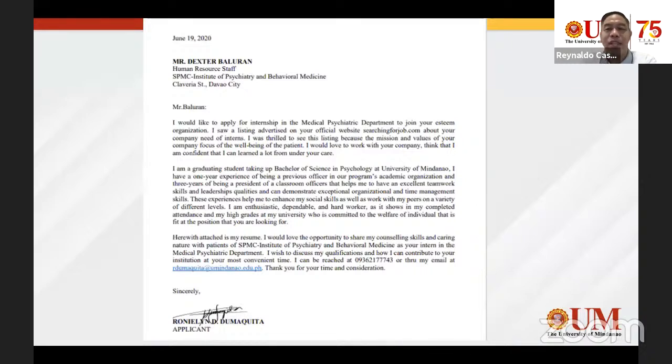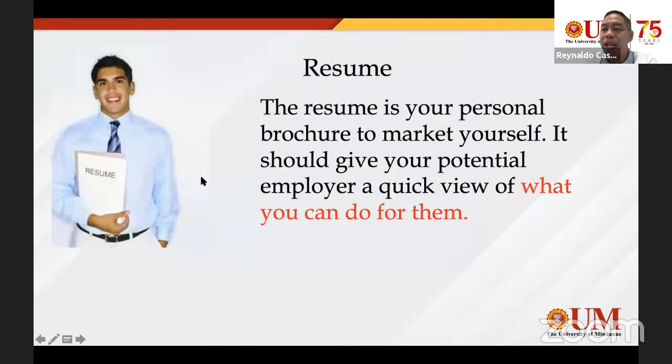All right. So I hope that you follow the example and then the instruction of how you are going to write a winning cover letter. No? Okay. Let's proceed. The other important document that you're going to prepare when you apply for a job is your resume.